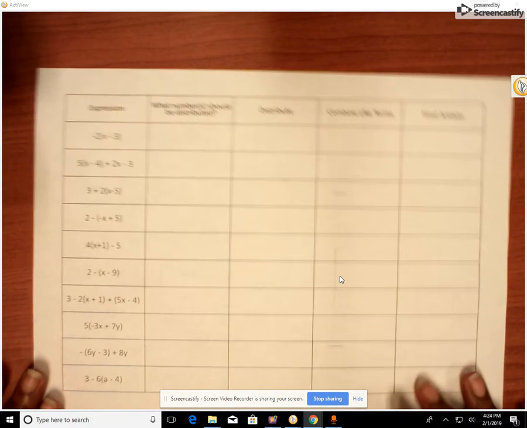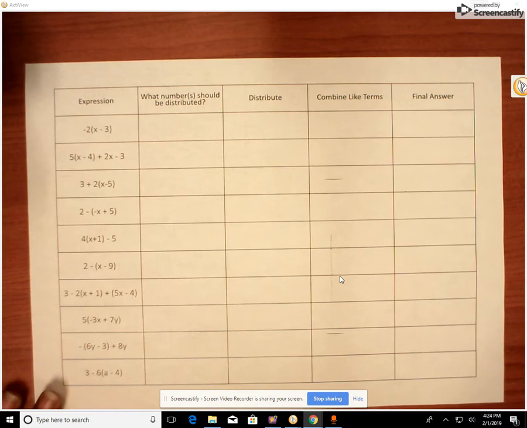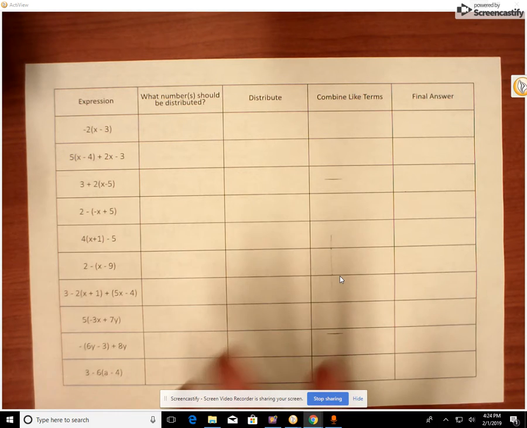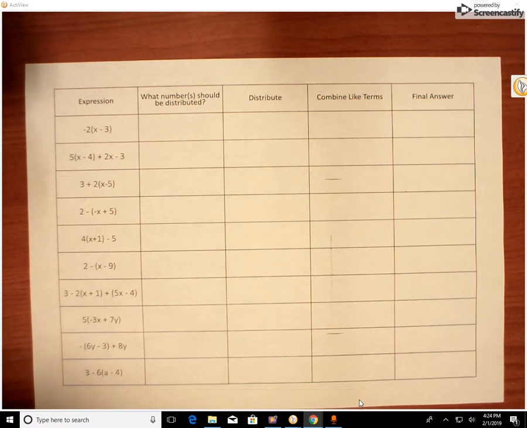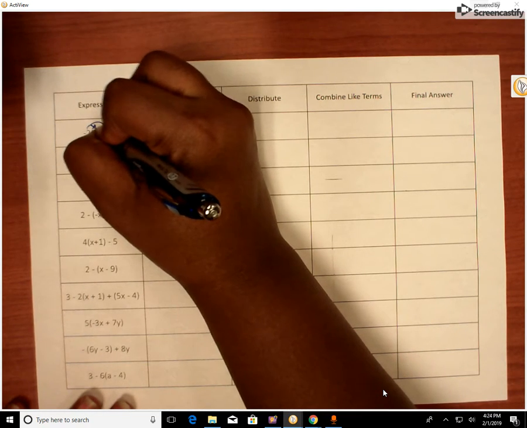All right, so we talked about like terms. Now we needed to talk about distributive property. Distributive property is just distributing, because we know what that means. It means pass things out. So for that reason, we need to pass out every number next to your parentheses. Parentheses means multiplication, so we're going to multiply.